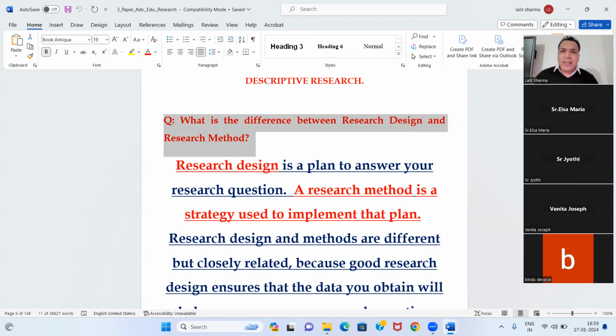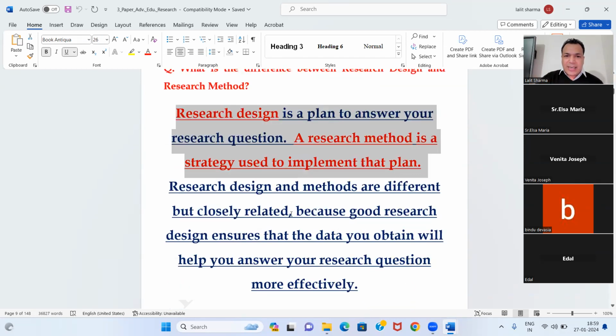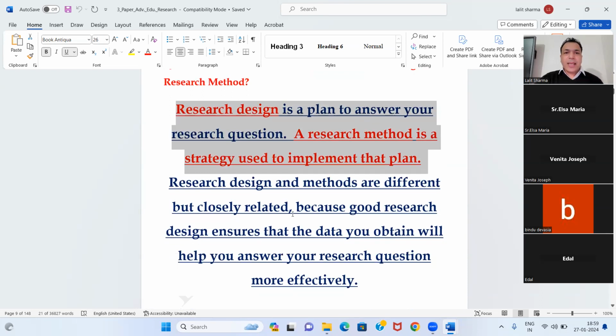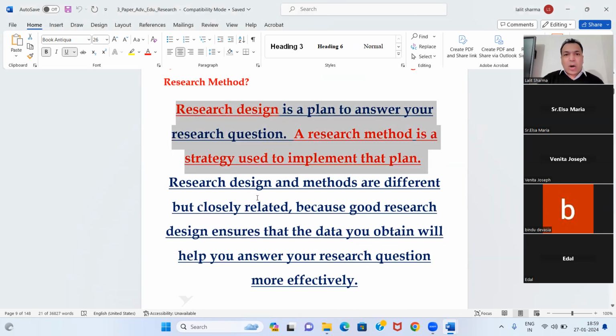For example, synopsis. Six months back, now you are a student of the third semester, you selected your research topic. Now for the whole of the 1.5 to 2 years, you have to do the research. You have made some plan. That plan is called the research design. And what is research method? Research method is a strategy. This is a strategy used to implement that plan. So see, it is written: what is the difference between research design and research method. Research design is a plan to answer your research question, and research method is a strategy used to implement that plan.